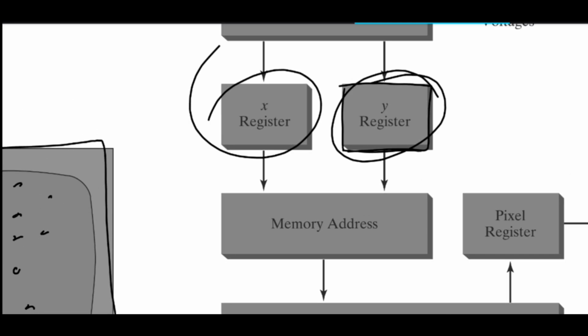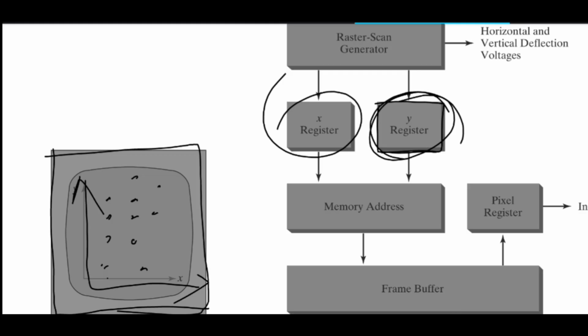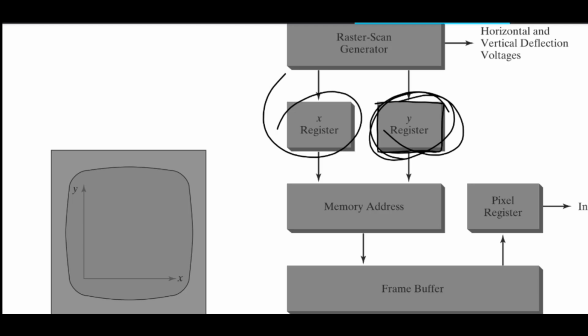The X register will store the horizontal pixel address information, and the Y register holds the vertical pixels. Now here are some pixels I'm drawing. The X register holds the horizontal pixel information, this line, this line, this line, while for the vertical, this line information, this line information, moving downward.